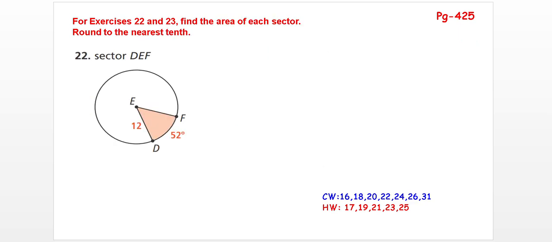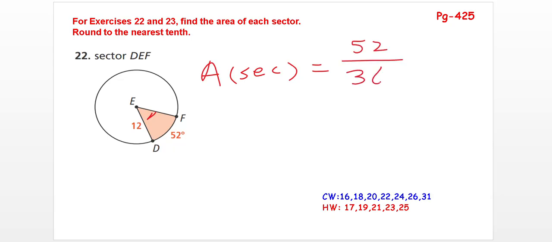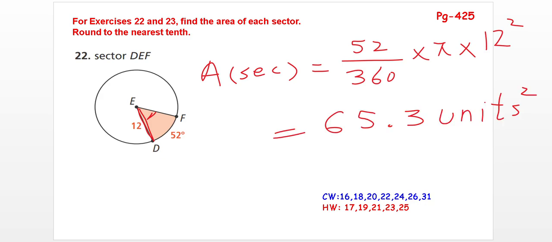Next, we have, like it says, find the area of each sector, round to the nearest tens. So they want us to find the area for this shaded part. So what is the formula for finding the area of the sector? Area of the sector is theta. Theta means the angle. So what is the central angle? It's 52. So 52 over 360, times pi, times r squared. So what is the value of the radius? It's 12. This is the radius. So it will be 12 squared. Now put all of it on the calculator to get the answer. So here is the answer for this question number 22.